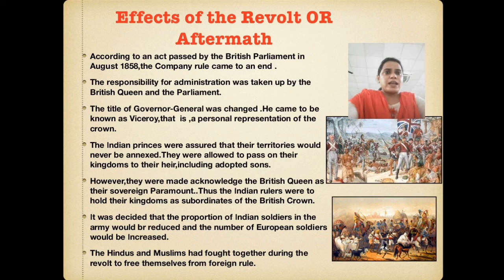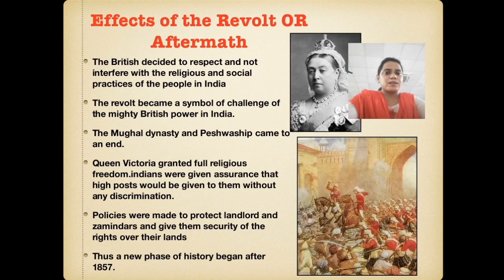The Hindus and Muslims had fought together during the revolt to free themselves from foreign rule. Now the British tried to destroy this unity and adopted a policy of divide and rule. The British decided to respect and not interfere with the religious and social practices of the people in India.